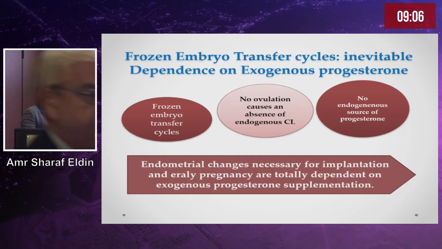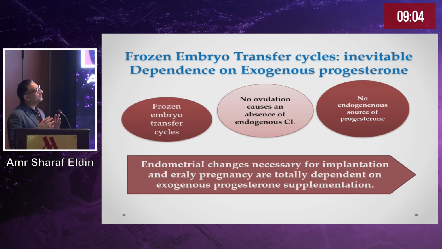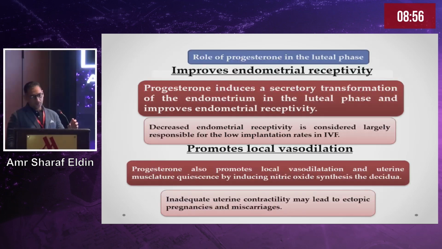In a frozen embryo transfer cycle, there is inevitable dependence on exogenous progesterone. This is due to lack of ovulation and lack of corpus luteum formation, so there is deficient endogenous progesterone. What is the role of progesterone in the luteal phase? First, it improves endometrial receptivity. Second, it promotes local vasodilation.